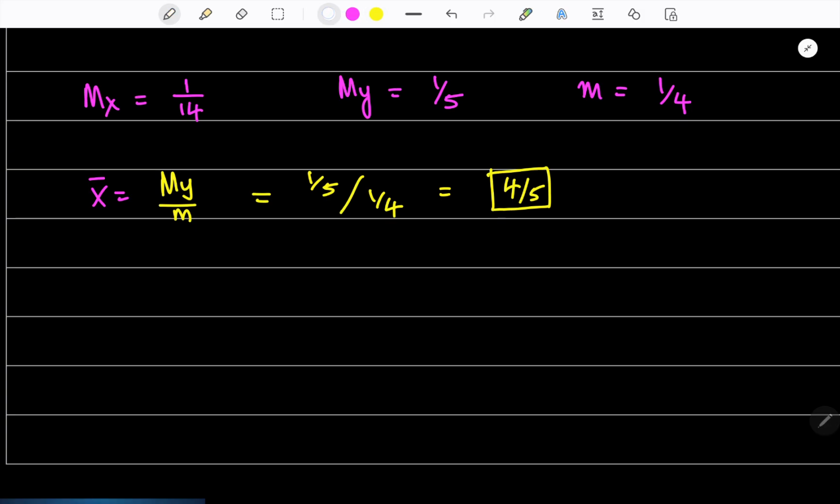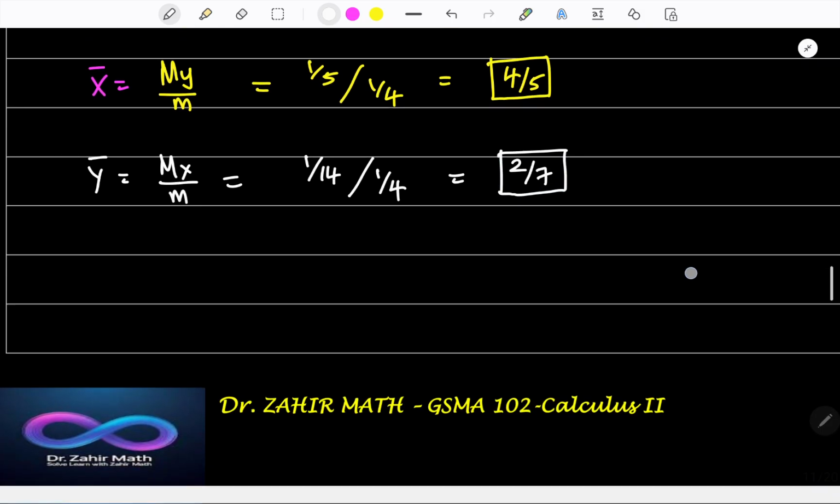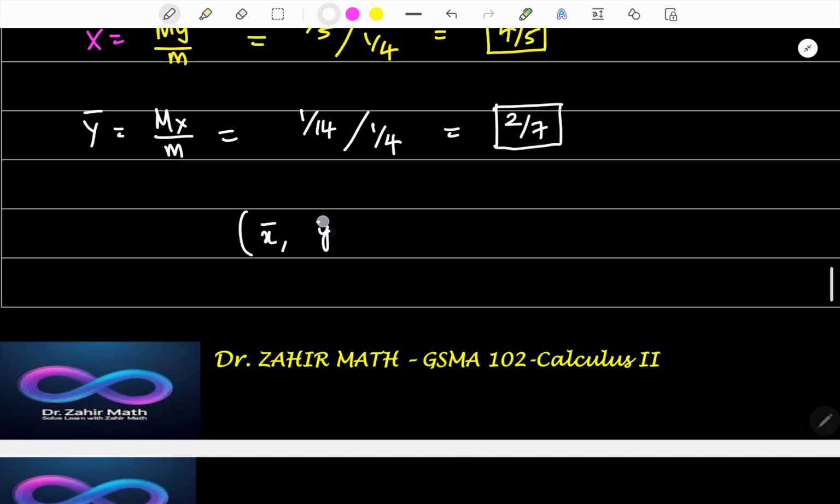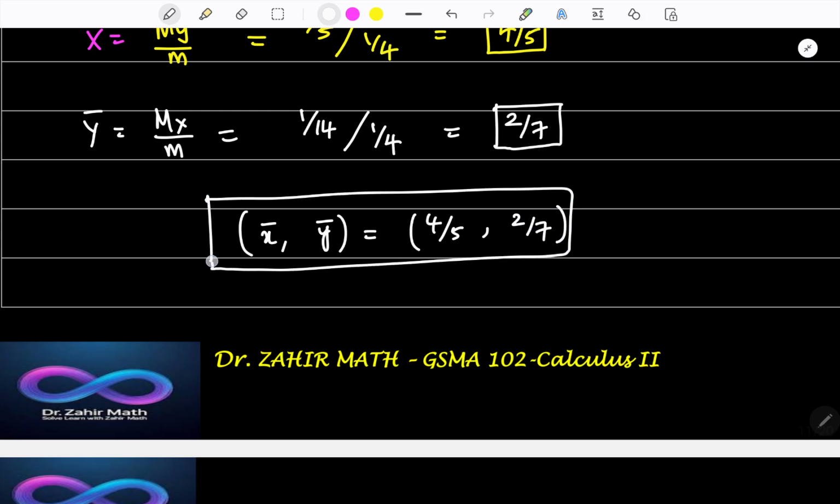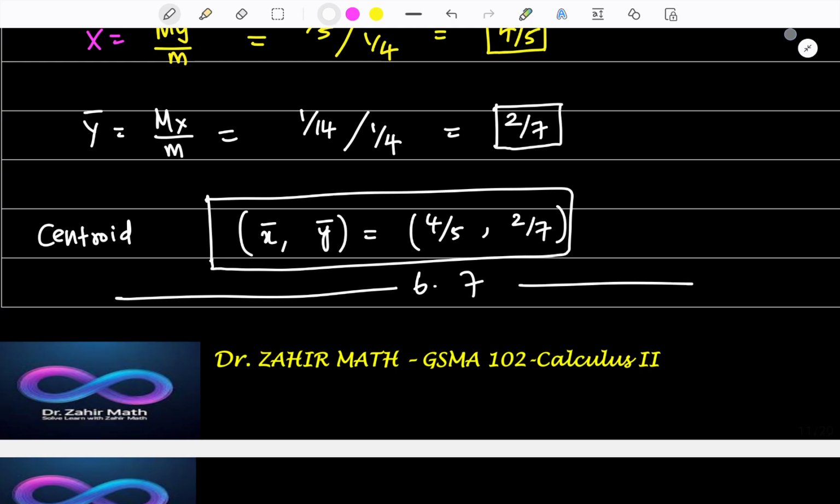And the next formula is y bar is equal to Mx divided by m, which is equal to Mx, which is 1 over 14 divided by 1 over 4. You can put it in the calculator carefully. So when you put this one, you will get 2 over 7. So therefore your x bar comma y bar is equal to 4 over 5 comma 2 over 7. So what is this called? This is called the centroid, or you can call it the center of mass. So this finishes your exercise 6.7.